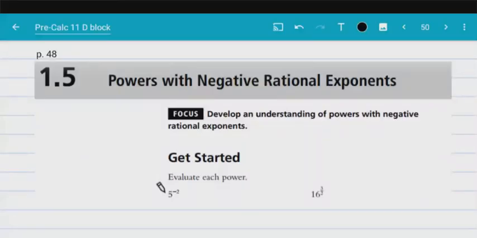Hi everyone. So we are back on checker. No, not yet checker, understanding 1.5 on page 48. So this is powers with negative rational exponents. We will try to develop an understanding of powers with negative rational exponents.